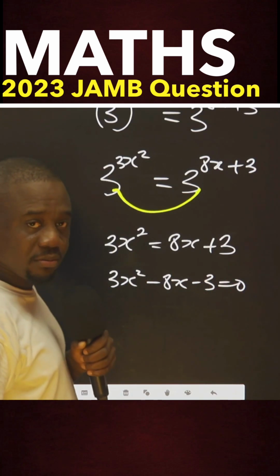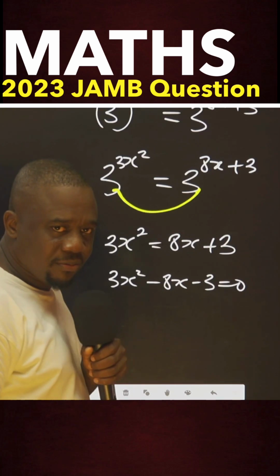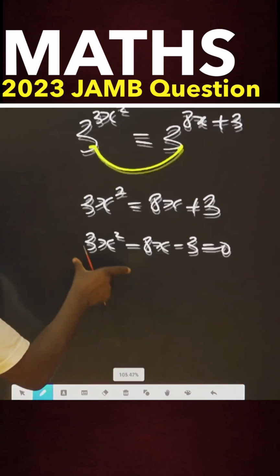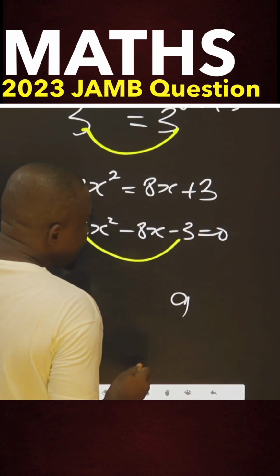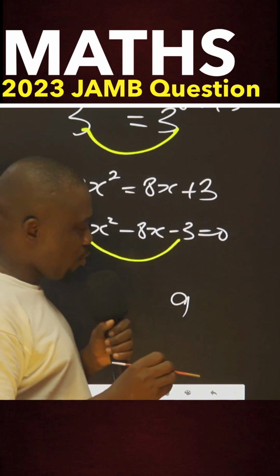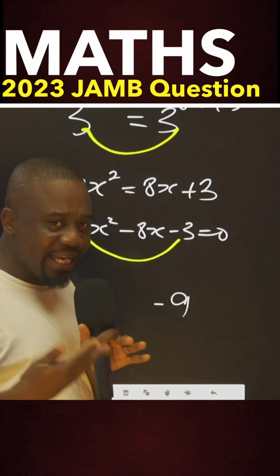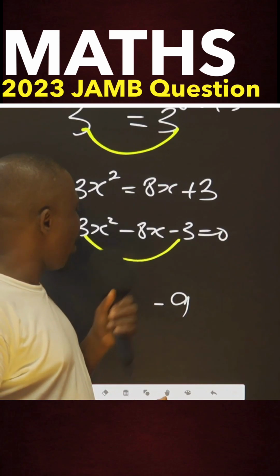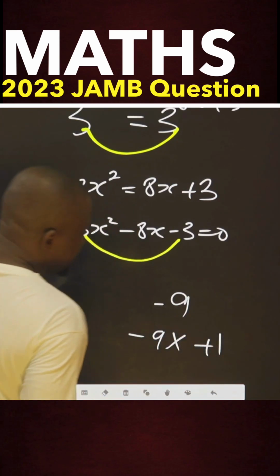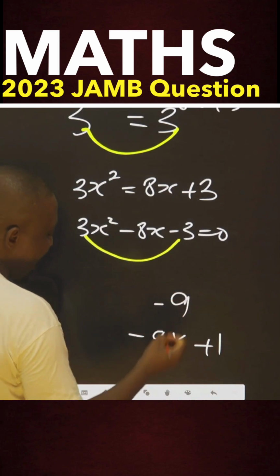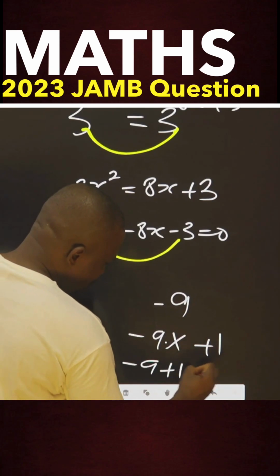Quadratic equation now. Quadratic equation was treated in this channel. No excuse. Go and look at them. Now, we multiply these two to have minus 9. What are the two numbers? If you multiply them, you have minus 9, but if you add them together, you have minus 8. That is minus 9 times plus 1. If you do this, you have minus 9. If you bring them together through addition, minus 9 plus 1, you're going to have minus 8.